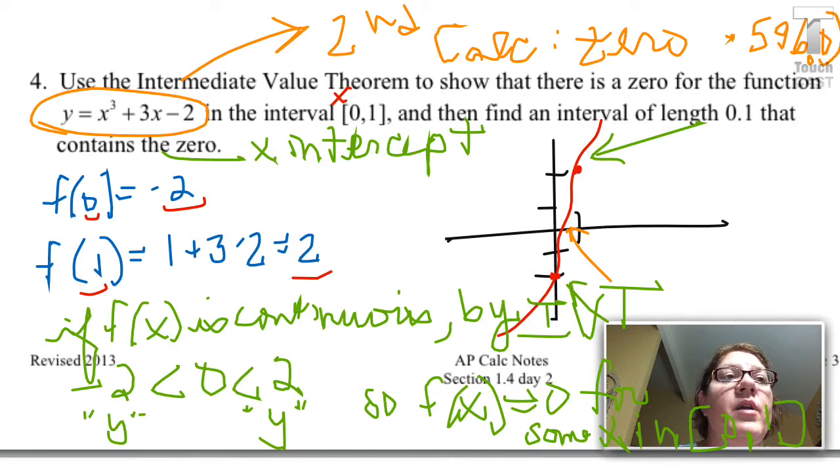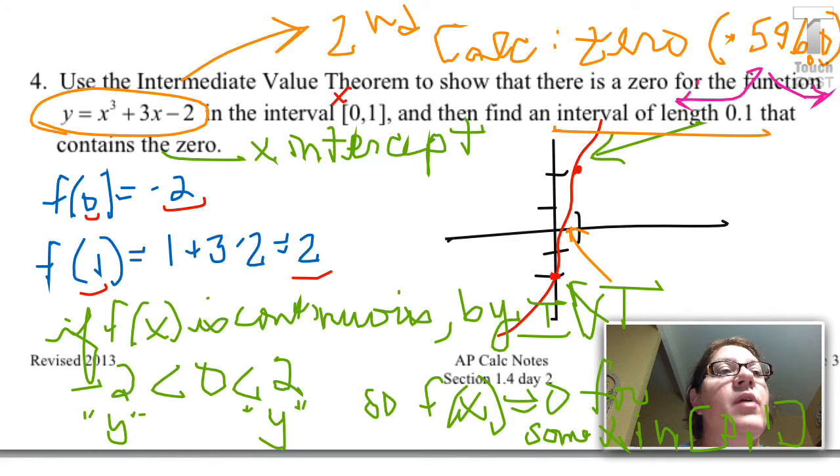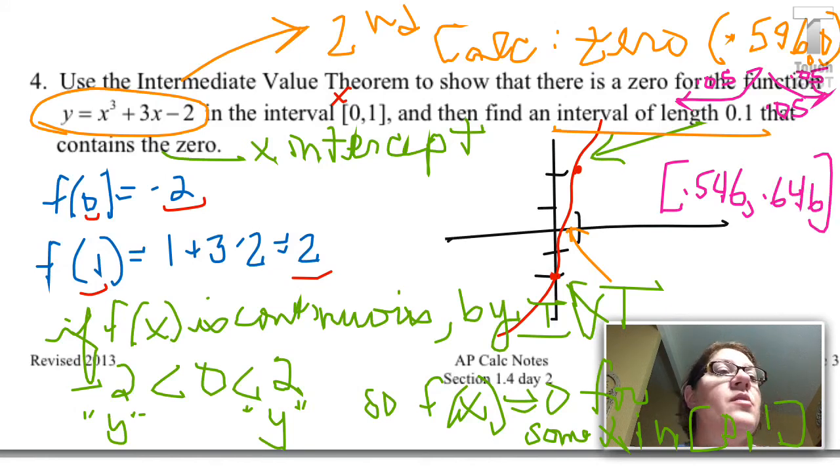So if I want to have an interval of length 0.1, that means I'm going to want to be around it. So I'm going to want to go 0.05 to the left of that and 0.05 to the right of it. So if I go 0.05 to the left, I'd have to subtract 0.05. So that would give me 0.546, I believe. Check my subtraction. And if I go 0.05 to the right, I'd have to add 0.05 to it. So I'd have 0.646, I believe. Check my addition. And so there's my interval.